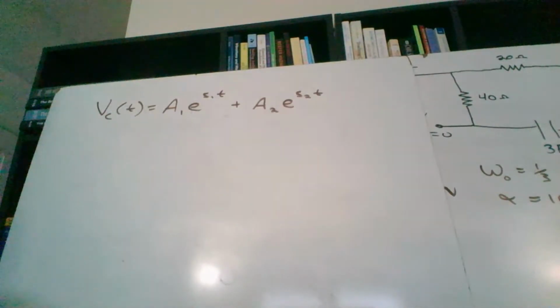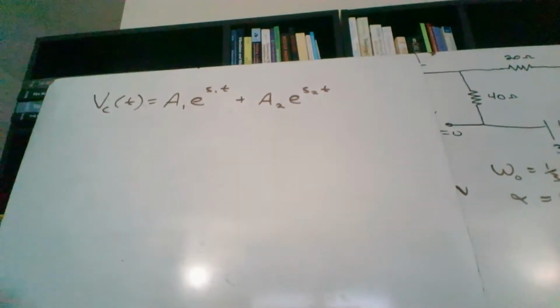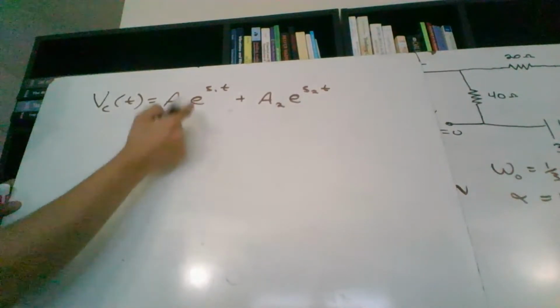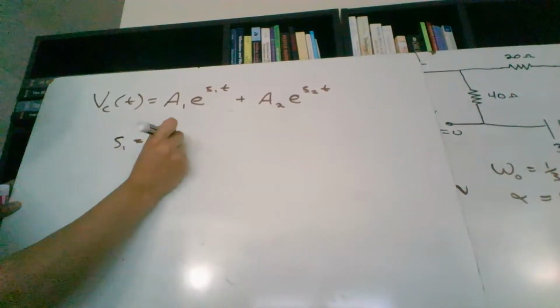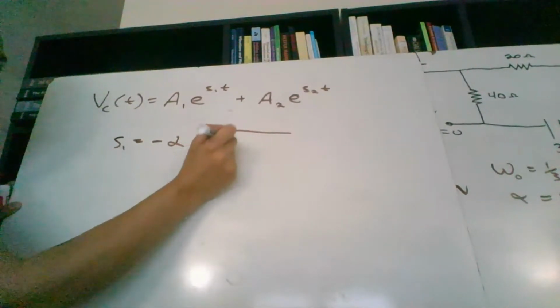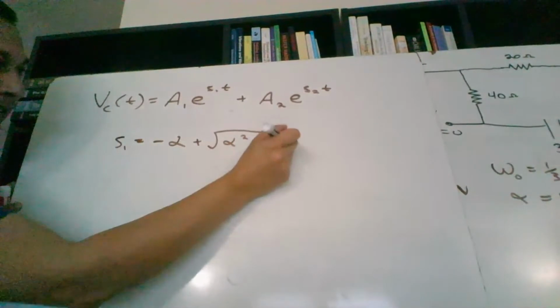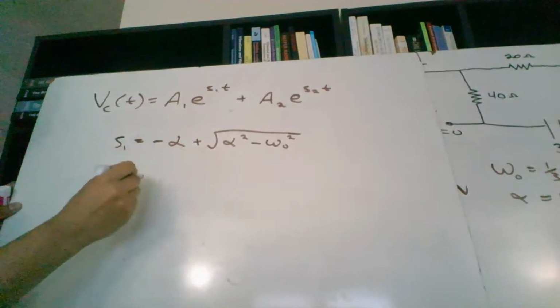So here's our problem, and what do we have to do from here? Well, we don't know what S1 and S2 are. We have to solve for S1 and S2. S1 and S2, if you remember, were the solutions to the characteristic equation. So if you forgot, let's write it down. S1 was equal to negative alpha plus the square root of alpha squared minus omega naught squared. And S2 is going to be the other solution to that.